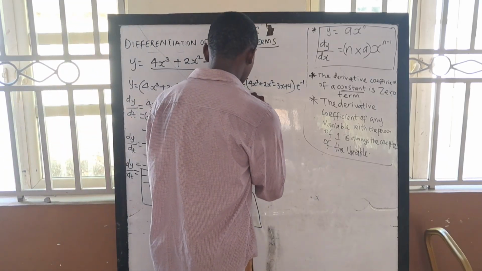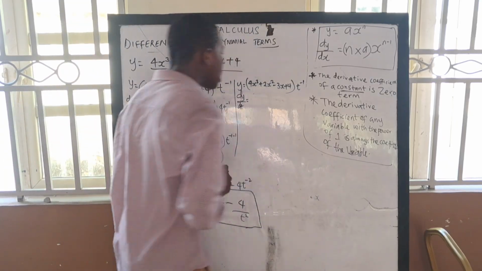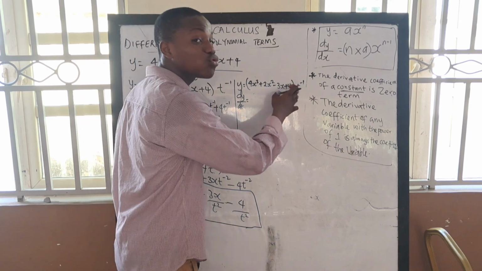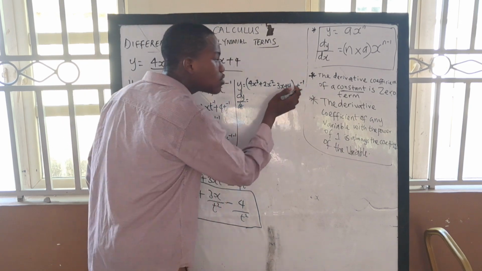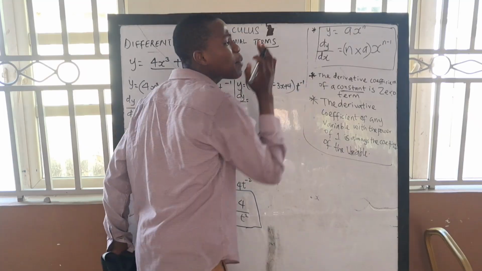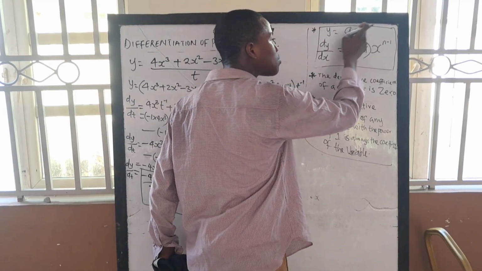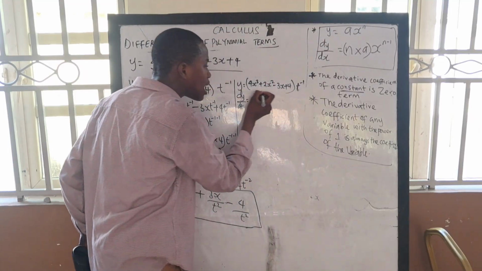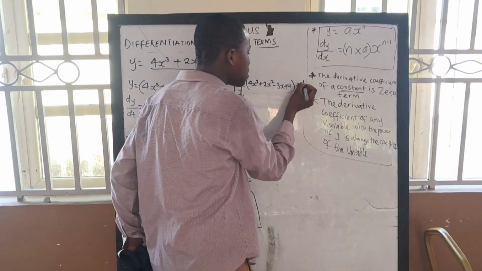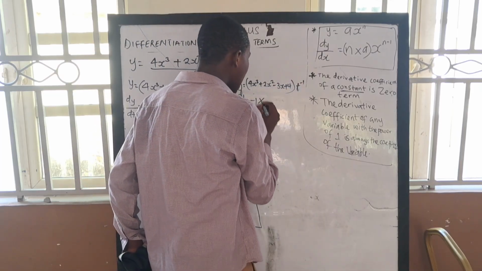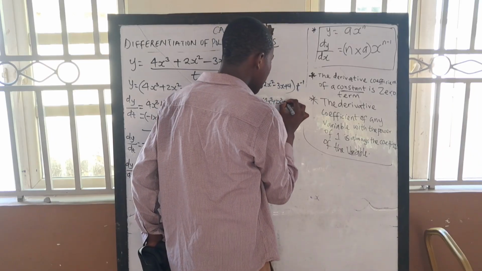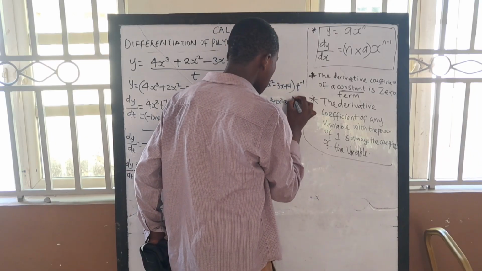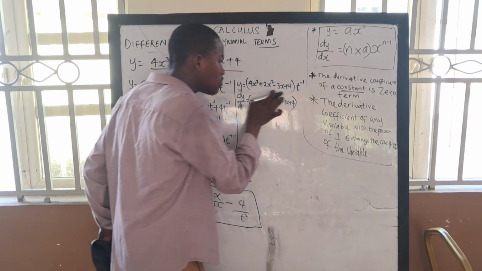Now let's find dy dt. That means I'm differentiating this function with respect to t only. So I'll use this. That means I'm only differentiating t. Remember the principle: the power will multiply the coefficient. So the whole of this is taken as our coefficient. So I'm having minus 1 times 4x cubed plus 2x squared minus 3x plus 4. Right? The whole of this is taken as my coefficient.